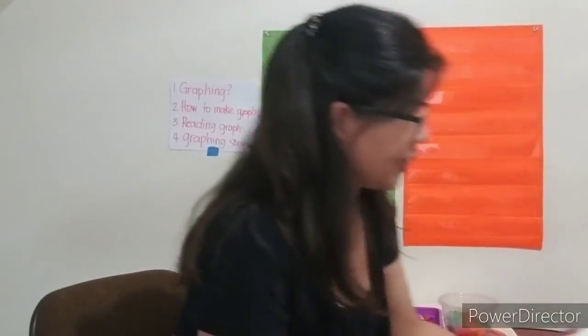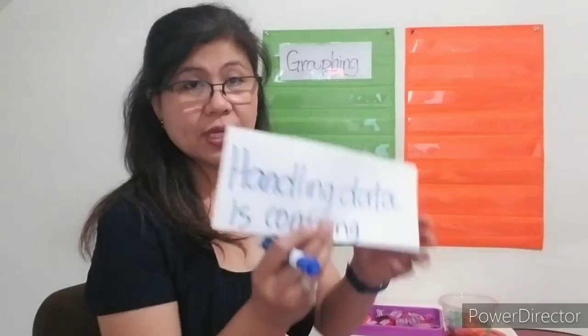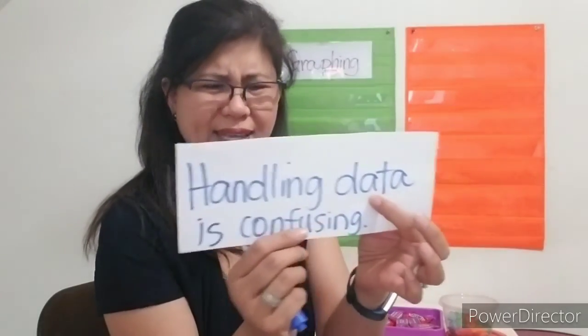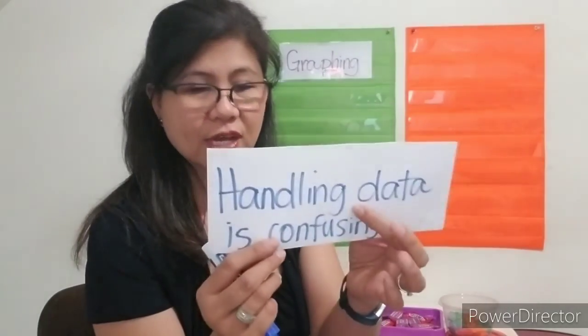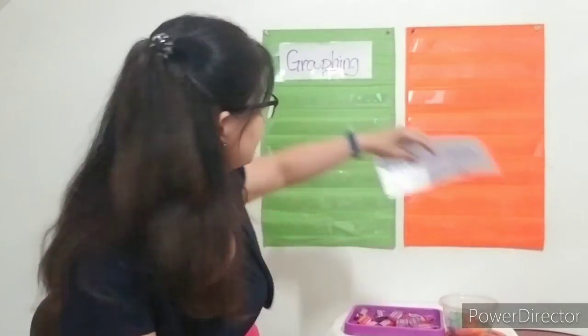Okay, so graphing. I have the word graphing again here. This is a title, our title. Let me put it away. Now, handling data is really confusing because when we do the graph, I will always talk about data. Say data. Data. What is data, Mrs. Santa Ana? We will talk about that. But handling data could be confusing, but I will help you. I will help you make it a lot easier. And making tally marks is one of the things that we will do to make it easier.